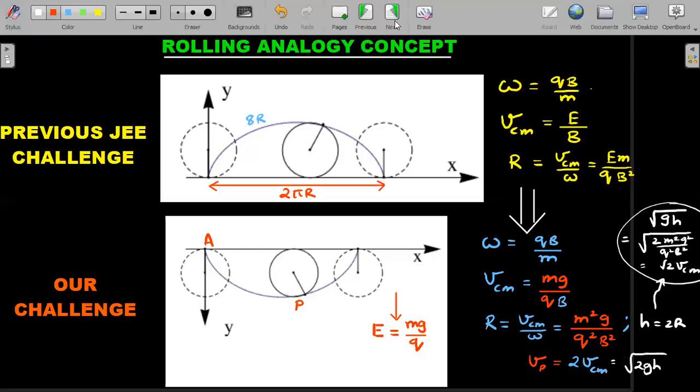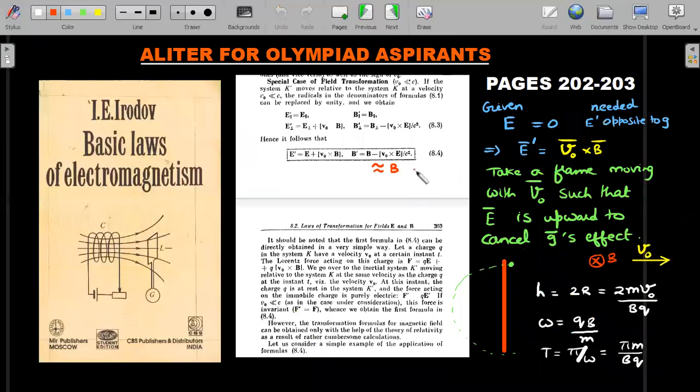Okay, right. There is another alternate method which is for Olympiad aspirants. It's not part of your JEE syllabus, but it's a very neat trick even for JEE syllabus students if they can spare some time and read a topic from this particular golden book, The Basic Laws of Electromagnetism by I.E. Irodov, chapter 8, in which these particular pages tell you about electric and magnetic fields being frame dependent. The electric and magnetic fields are actually frame dependent.